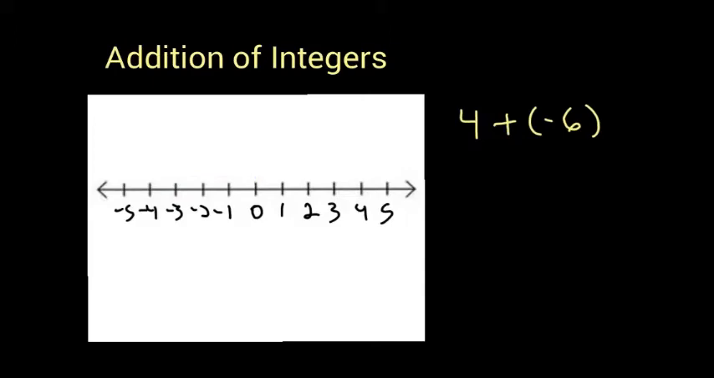Alright, so let's do another modeling one. Again, always start at 0 and go to your first digit, which is 4. So I'm going to go from 0 to a positive 4. And then I'm adding -6. So I have to go in a negative direction, which is to the left, 6 places. So I go 4, 5, 6, and I end up at -2.